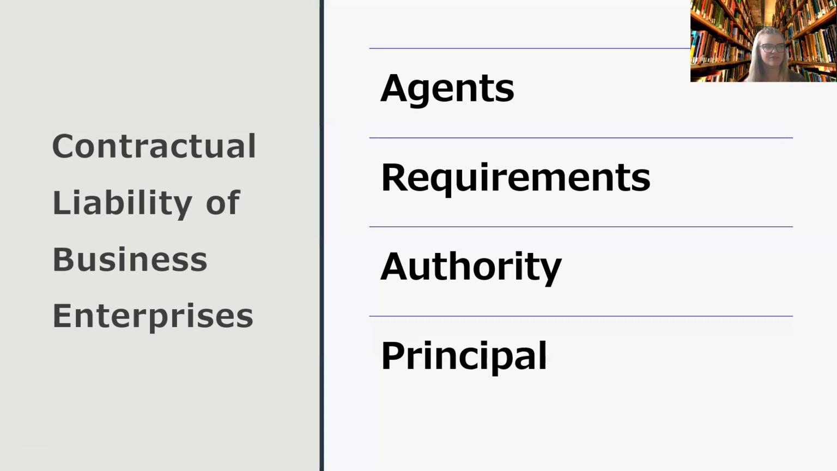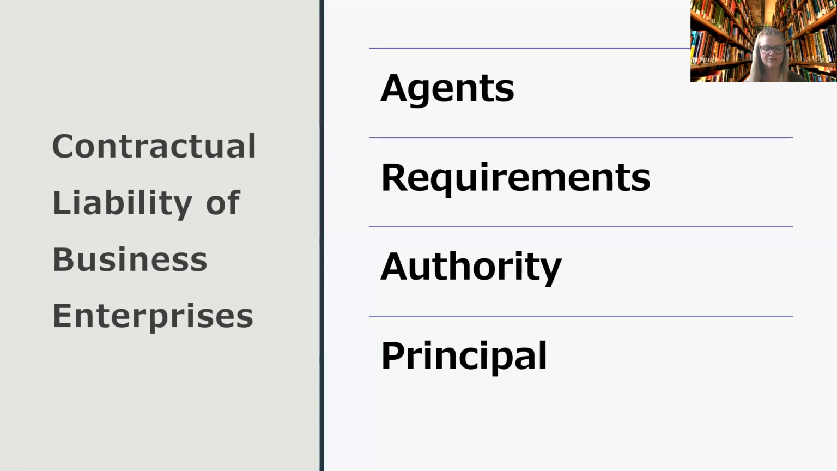Apparent authority, on the other side, is created by manifestations from the principal to a third person to believe the agent has authority to act on the principal's behalf. So a big concept here is that the agent has to know and believe that they have the right. The third party has to know and believe that the agent has the authority.